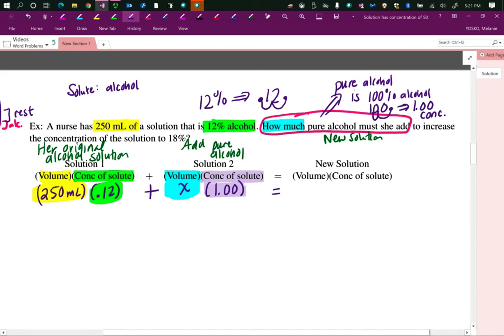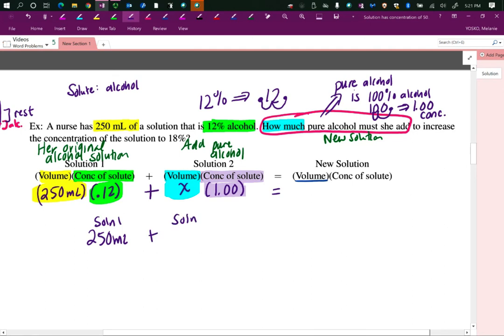Well, what do we know about the new solution? We need the volume of the new solution. If you go back through the problem, does it talk about the volume of the solution anywhere? No. It says we're going to increase the concentration of the solution. It gives us a percentage, but nothing talks about volume. So let's just talk it out. What if I have 250 milliliters? That's the first solution. And we're going to add some more liquid to this, right?